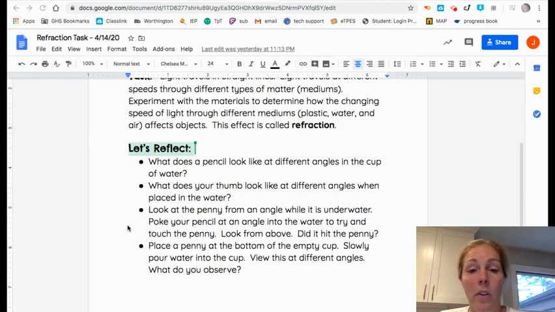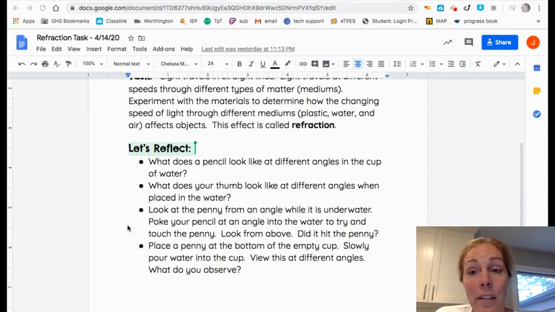What does a pencil look like at different angles in the cup of water? Okay, so your cup of water that you need to use is about halfway filled because you're going to be putting things in the water, including your hand, and you don't want to put your hand in and then have it overflow and make a mess at your house. Okay, so what does a pencil look like at different angles in the cup of water? Maybe it's what does a knife look like? What does a marker look like?